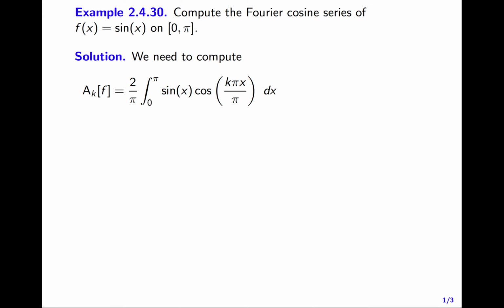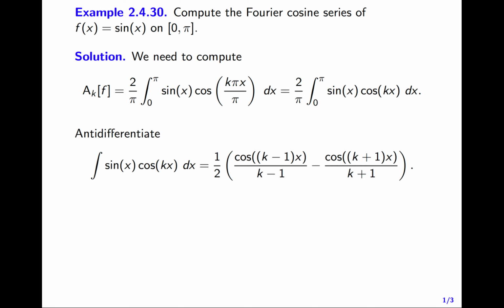These are A_k of f equals 2 divided by pi times the integral from 0 to pi of sine of x times cosine of k pi x over pi. Here our period is going to be p equals pi. And so this simplifies a little to 2 over pi times the integral from 0 to pi of sine of x cosine of kx. And perhaps the first natural thing to do is to anti-differentiate.